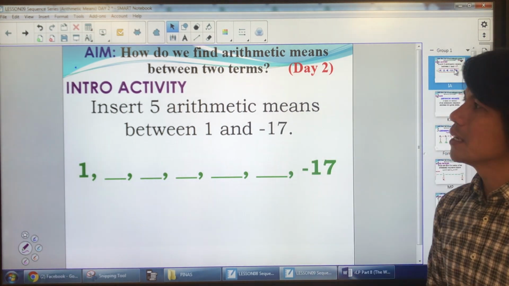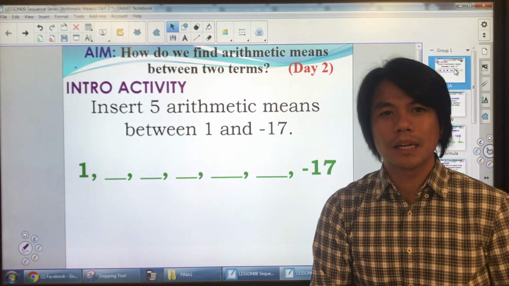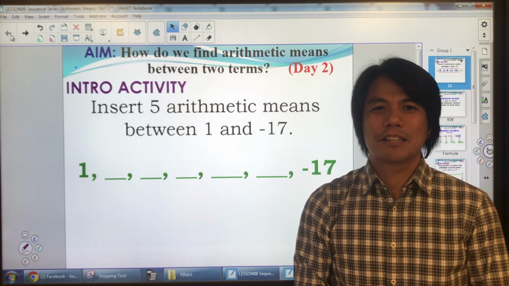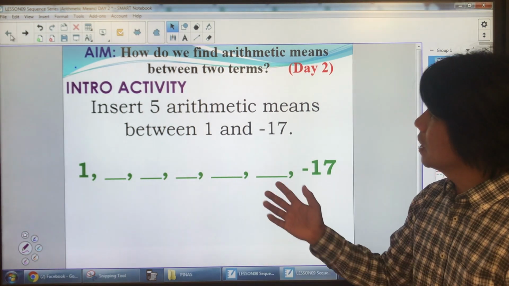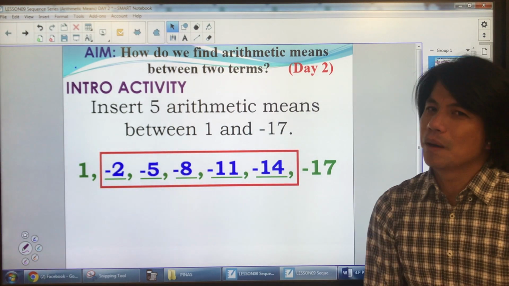So go ahead and finish the intro activity. Make sure to pause your video while you're doing it. Come back once you're done so that you can check your answer. Welcome back. And the missing arithmetic means are, ta-da, those.